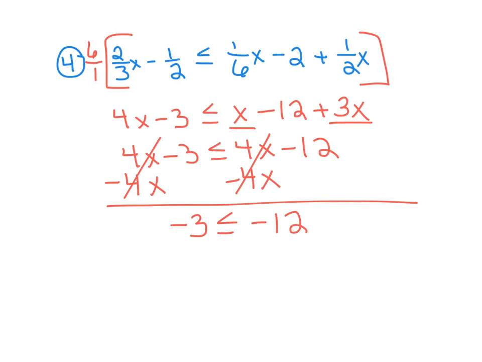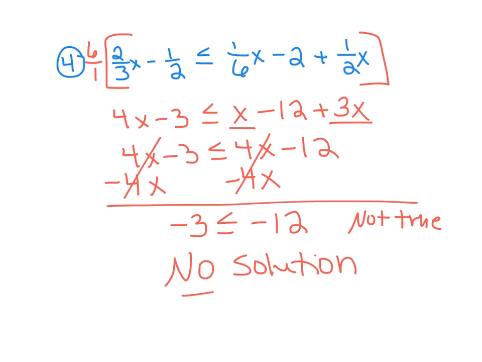Now here you have to be super careful. You have to read the problem. Is negative 3 less than or equal to negative 12? Yes or no? Okay, your answer should be no. Negative 3 is actually greater. So since your answer is no or not true, your answer is no solution. Okay, so you have to actually read the inequality, and since it's not true, it is a no solution.